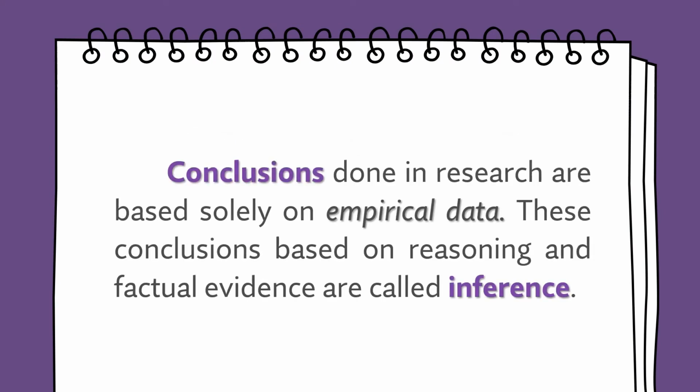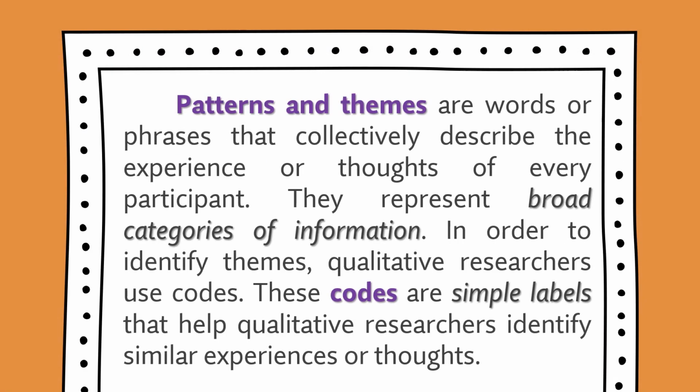When we say conclusions, these are done in research and are based solely on empirical data, or information that comes from the research based on observations and experiences of the participants of the study. These conclusions, based on reasoning and factual evidence, are called inference. Patterns and themes are words or phrases that collectively describe the experience or thoughts of every participant. They represent broad categories of information.